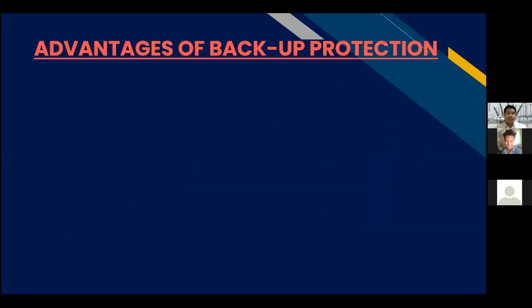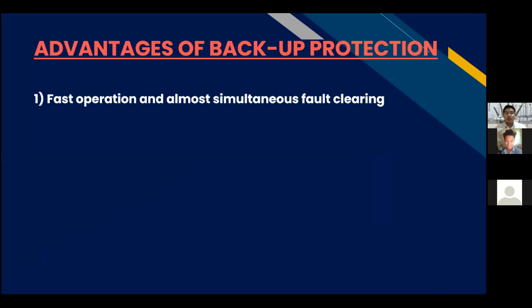The first advantage of backup protection is fast operation and almost simultaneous fault clearing. It has the advantage of fast operation because many research studies prove that it can cut off the current in a couple of seconds once it detects that the primary protection failed. So the damage caused by the fault will not go to other components. It is also simultaneous fault clearing because it can handle the operation and fault clearing detection at the same time.